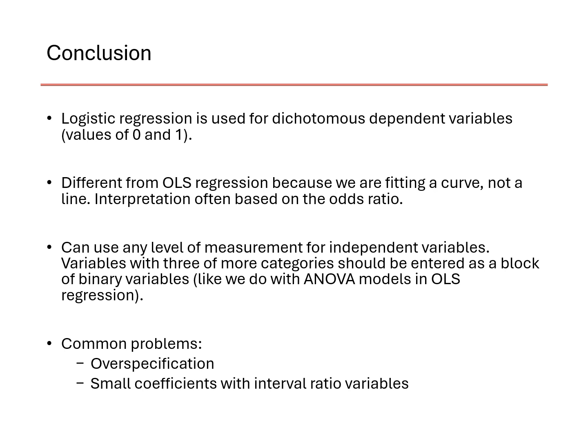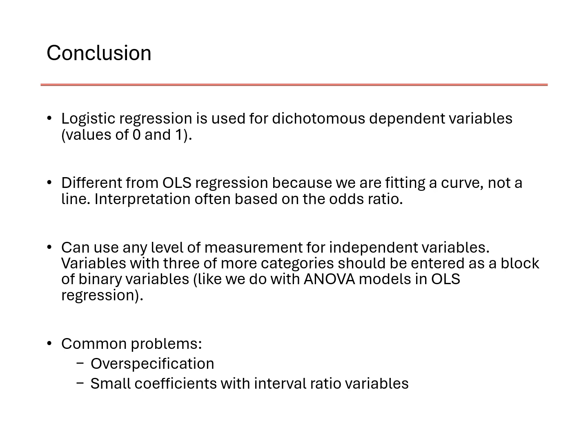Here at the end, I just want to go through everything we looked at. Logistic regression is the technique when we have a dichotomous dependent variable. So that would be a 0-1 outcome. It's different from ordinary least squares regression because now we are fitting a curve, not a line, and we are basing the interpretation on what we call an odds ratio. We can use any level of measurement for independent variables, and if we are using categorical variables, we need to deal with the variable block.